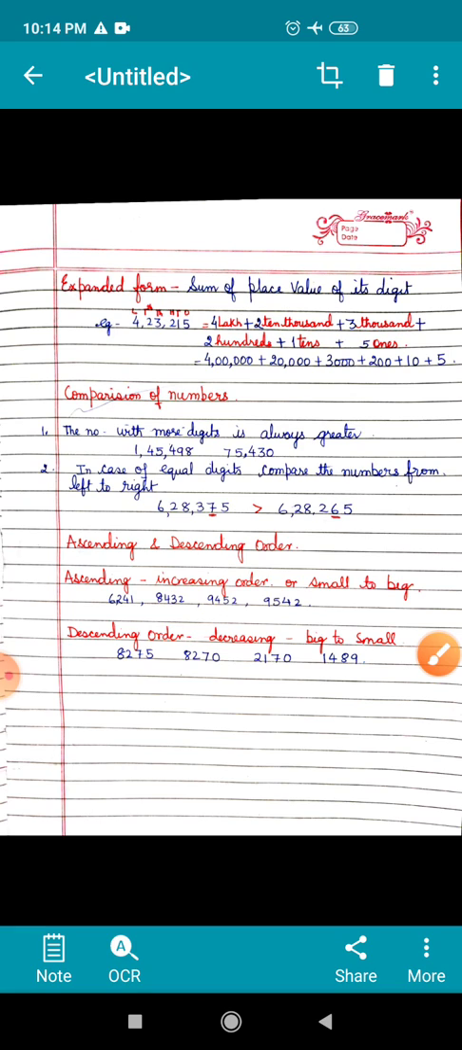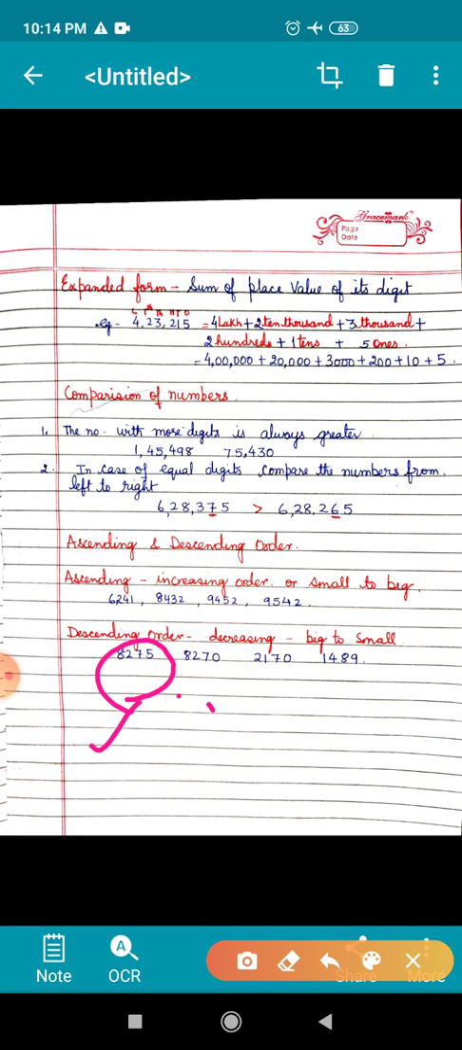Okay. And descending order is the opposite of ascending order. In ascending order you were arranging the numbers from small to big. In descending order you will arrange the numbers from big to small. Here you can see 8,275 is the biggest among all, so it has got the first position. After that 8,270, after that 2,170, and at last 1,489. It is the smallest among all, so it is written at the last.